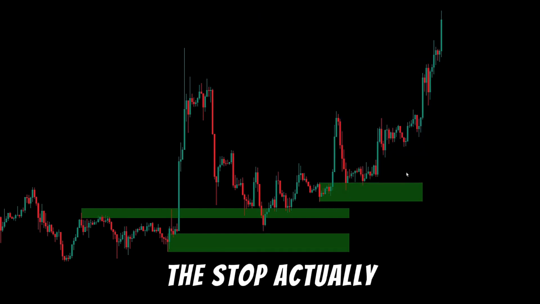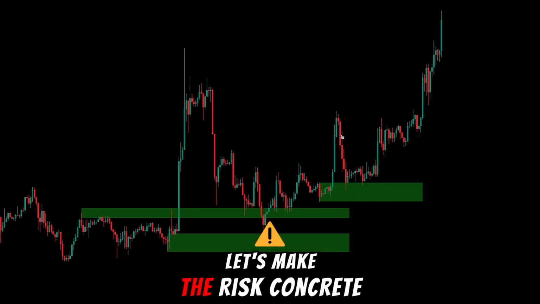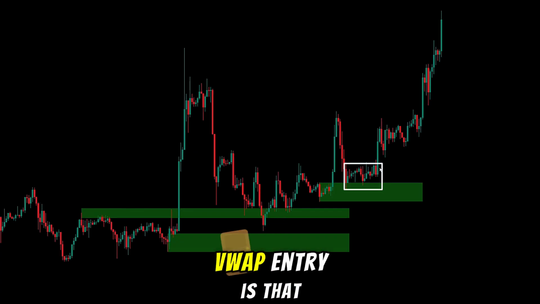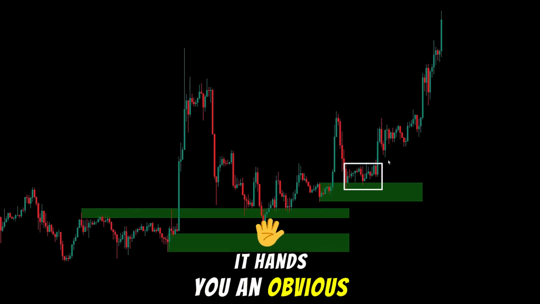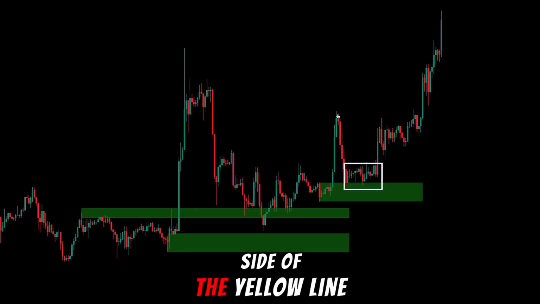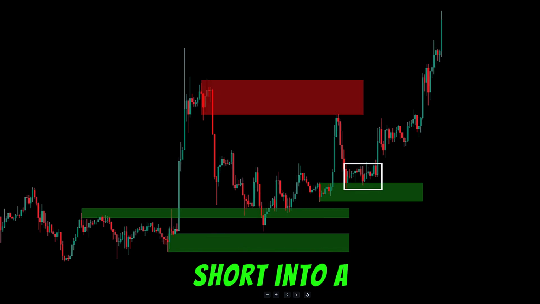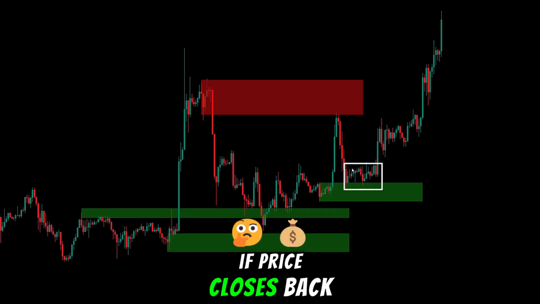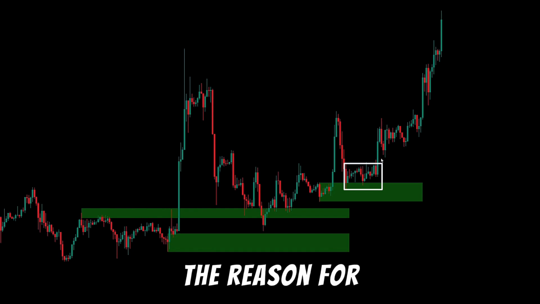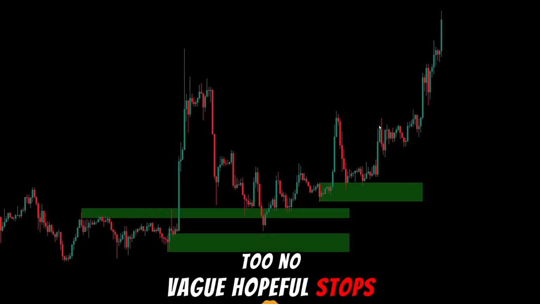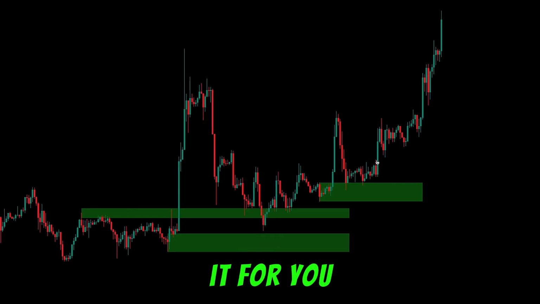Sizing and where the stop actually goes. Let's make the risk concrete, because this is what keeps you in the game. The beauty of a VWAP entry is that it hands you an obvious, logical stop, just on the far side of the yellow line. Long off a VWAP retest, stop goes a touch below VWAP. Short into a VWAP rejection, stop sits a touch above it. If price closes back through the average against you, the reason for the trade is gone, so you should be too. No vague, hopeful stops miles away, the level defines it for you. Now, size from that stop, don't guess.